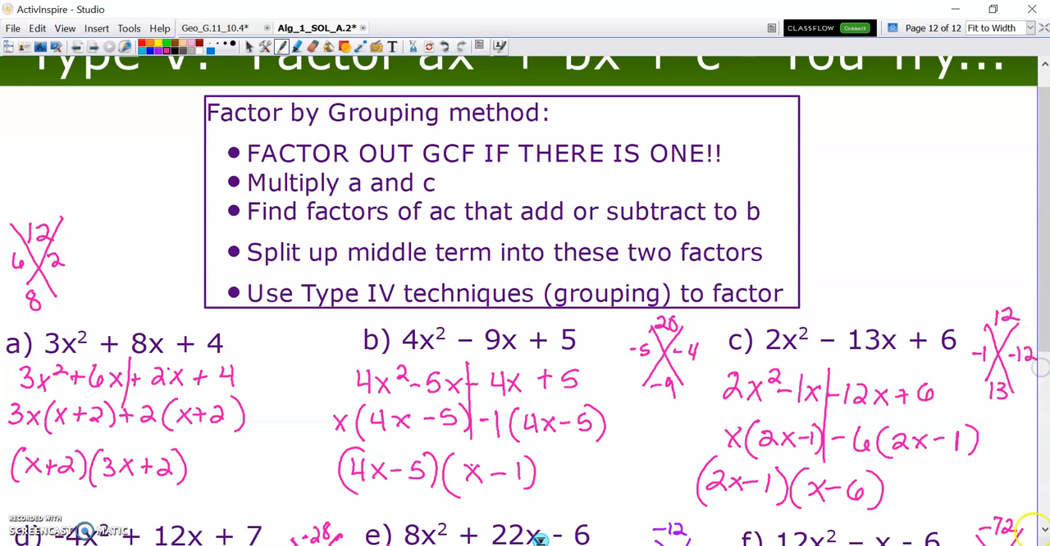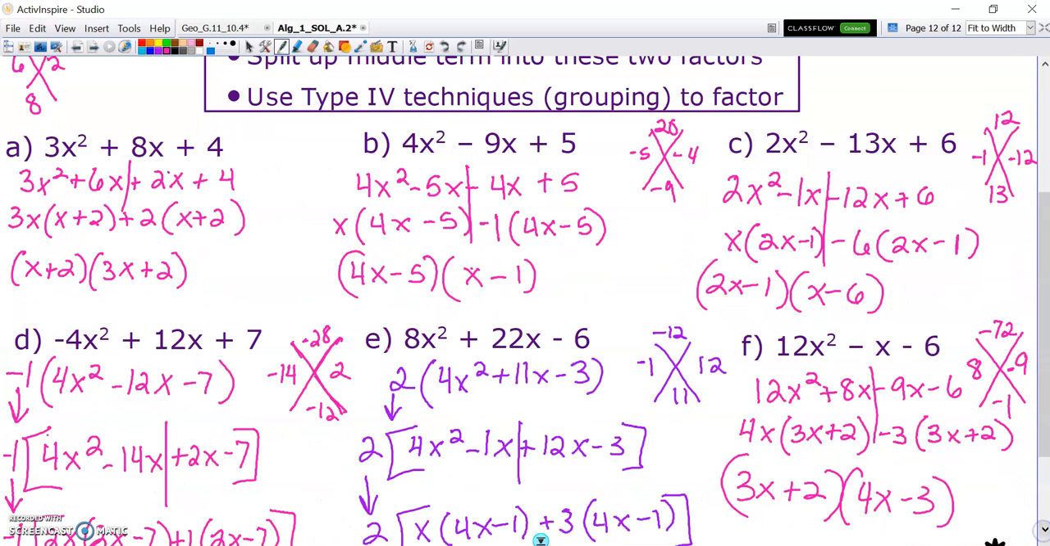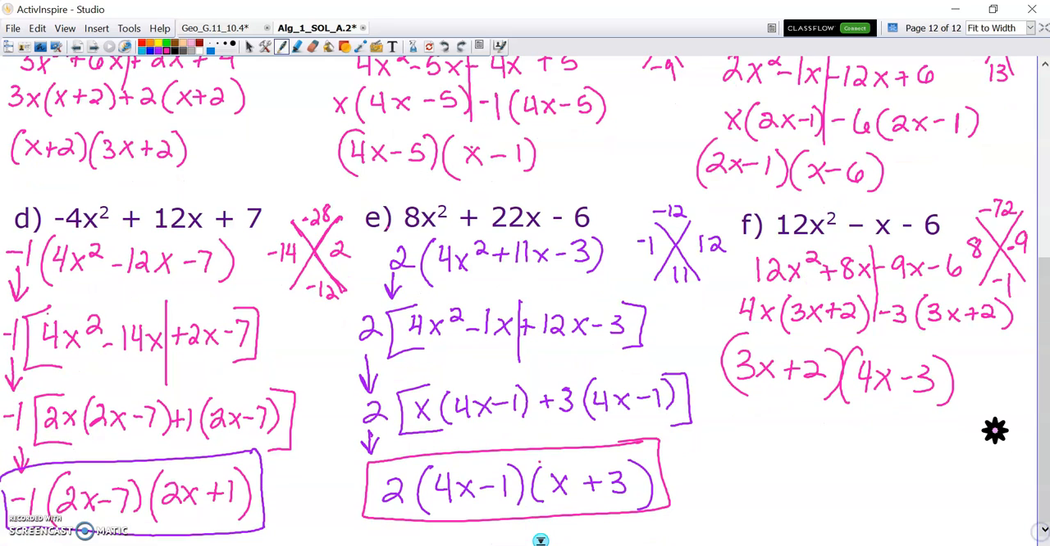When we move on to our next 3 examples, D and E get a little more complicated. So check all of this step by step here. Our first step was to recognize that we had a negative coefficient. So we go ahead and pull out the -1. And we rewrite whatever's left over. So this turned into 4x squared minus 12x minus 7. From there, that is what we put into our x box.